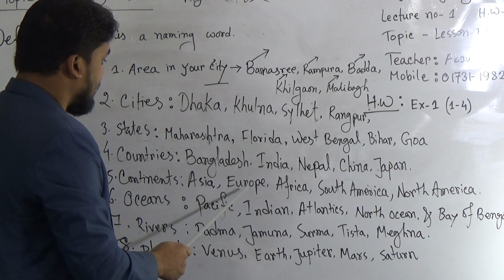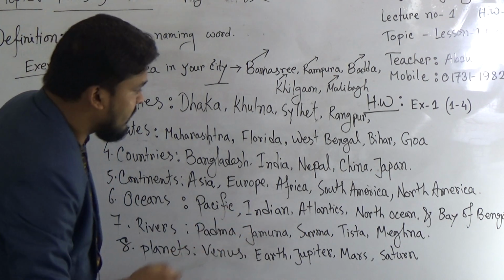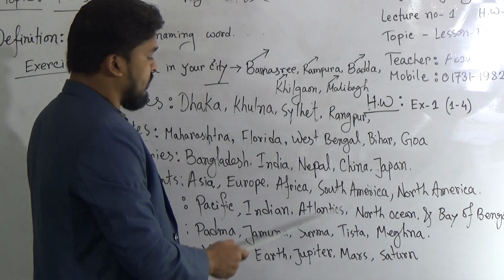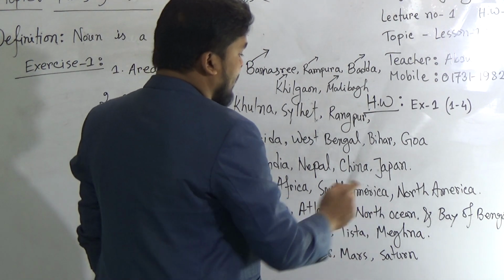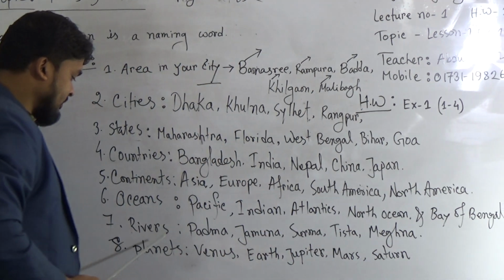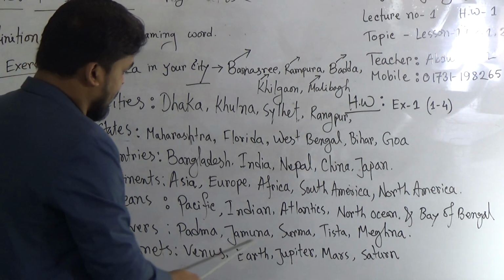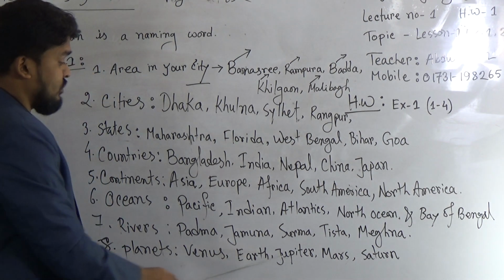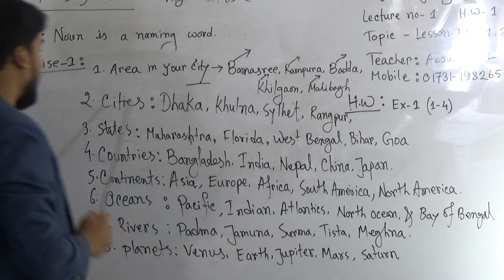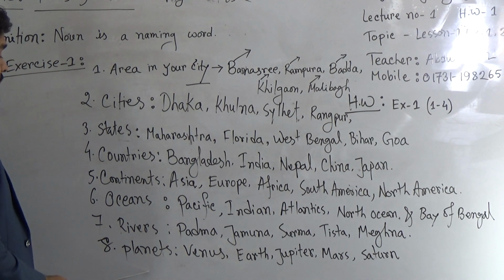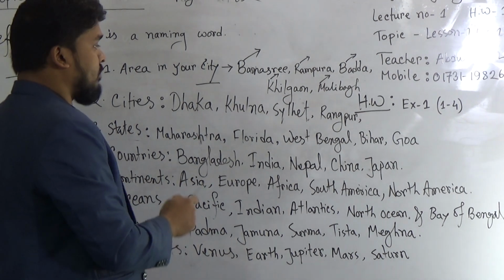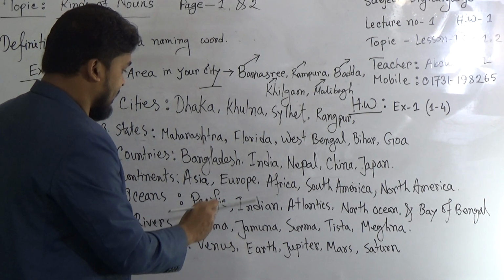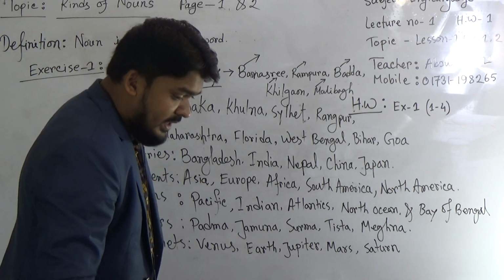Continent, Asia, Europe, Africa, South America, North America. Oceans, Pacific Ocean, Indian Ocean, Atlantic Ocean, North Ocean and Bay of Bengal. Rivers, Padma, Jamuna, Surma, Tista, Meghna. And planets, Venus, Earth, Jupiter, Mars, Saturn. That means these 8 are common nouns and these are the proper nouns. You notice that every proper noun starts with a capital letter. Okay, and go to exercise 2.